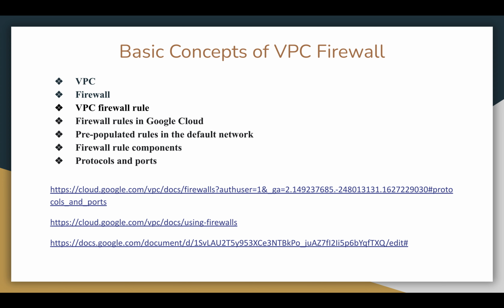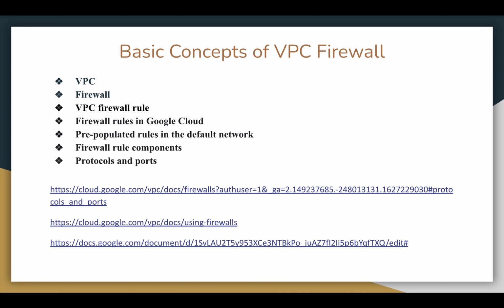Next, we are going to talk about the firewall rules in Google Cloud. When we create a VPC firewall rule, we specify a VPC network and a set of components that define what the rule does. The components enable us to target certain types of traffic based on the traffic's protocol, destination, port, sources, and destinations.